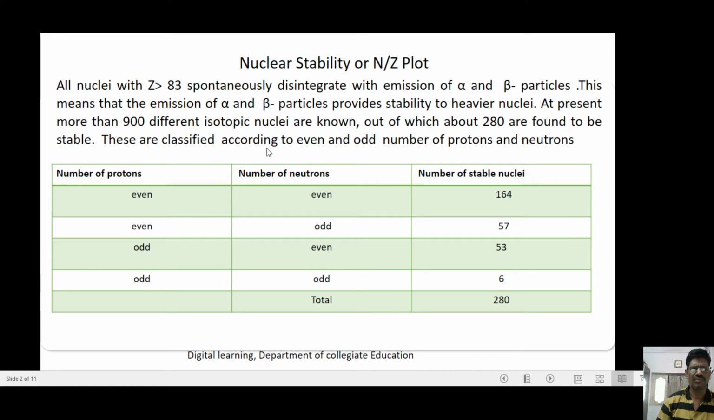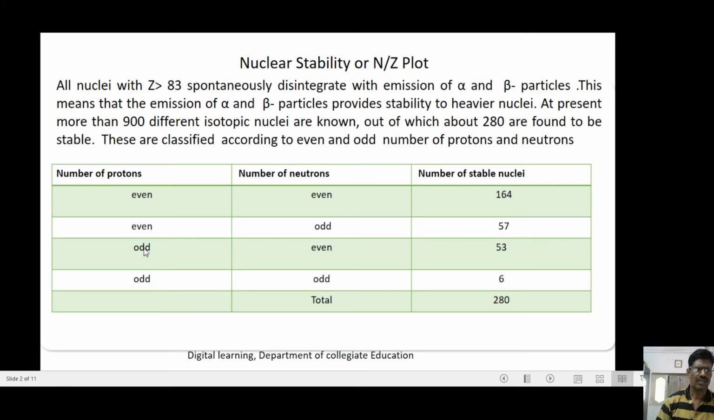These are classified according to even and odd number of protons and neutrons. Number of protons even and number of neutrons even: the number of stable nuclei is 164. The number of protons is even and the number of neutrons is odd: the number of stable nuclei is 57.